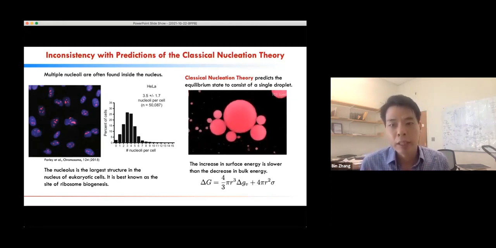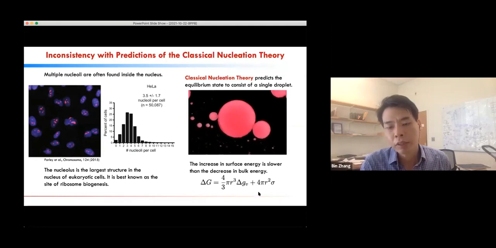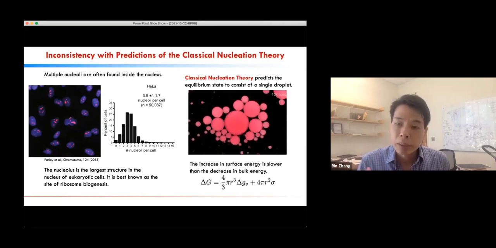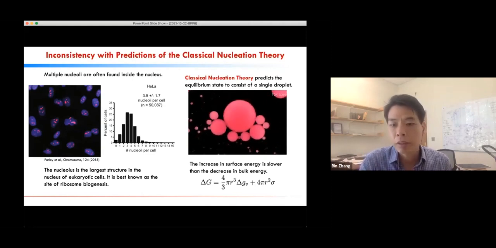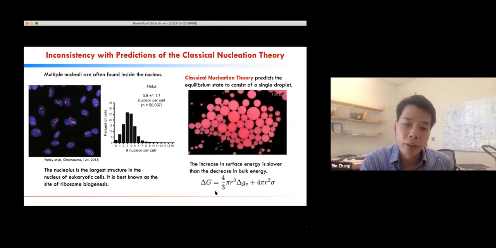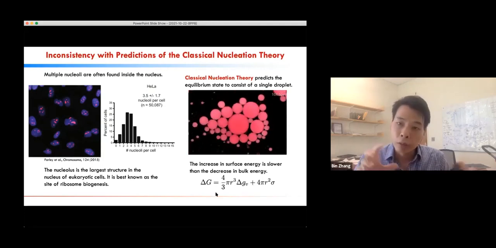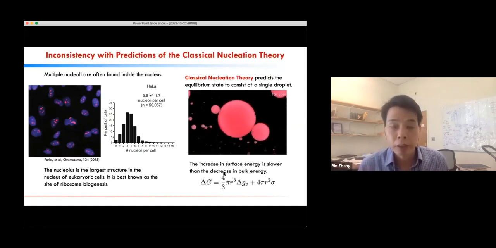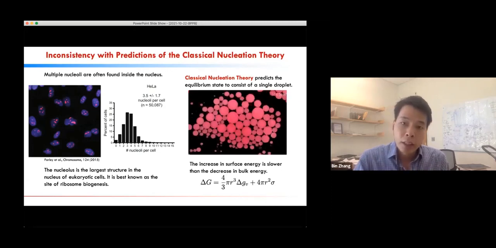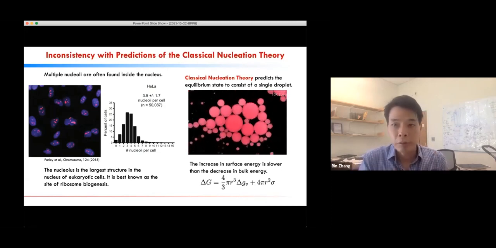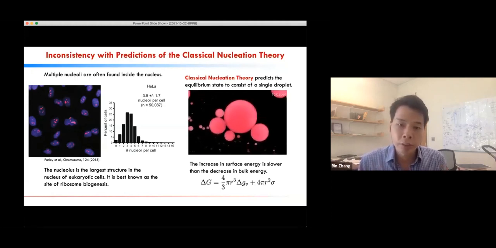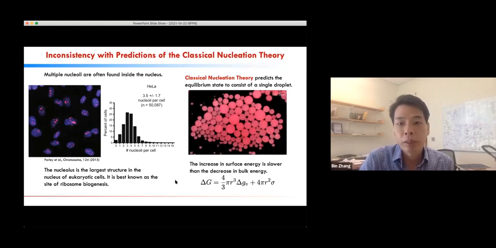classical nucleation theory, as you might know. This theory tells you that the stability or the free energy of a droplet depends on two terms. One term comes from the surface tension, sigma here, and is proportional to the surface area. The other term arises from the interaction among particles and is proportional to the volume. With this expression, you can show that the free energy will always decrease when the droplets merge with each other. So the thermodynamic equilibrium really just consists of one single droplet, as shown in this cartoon here.